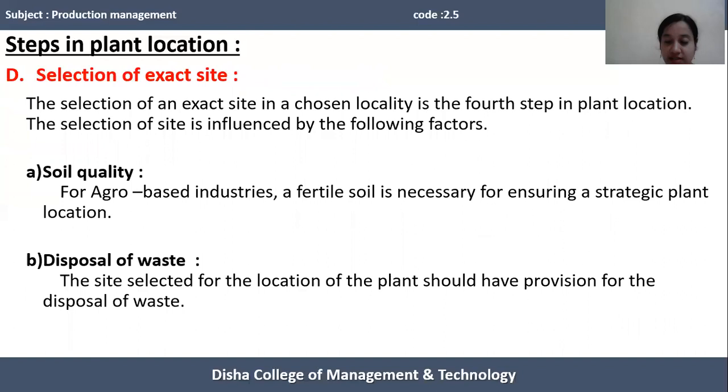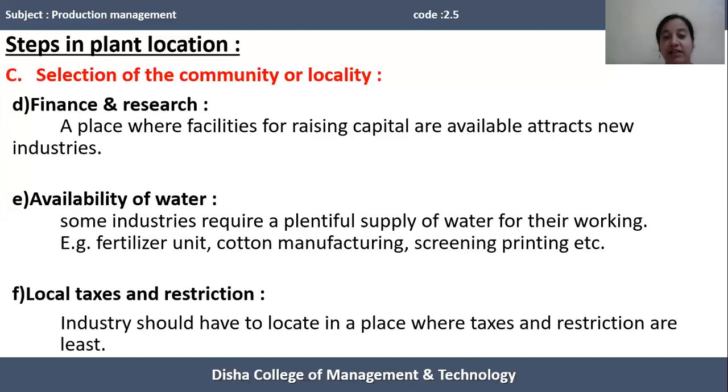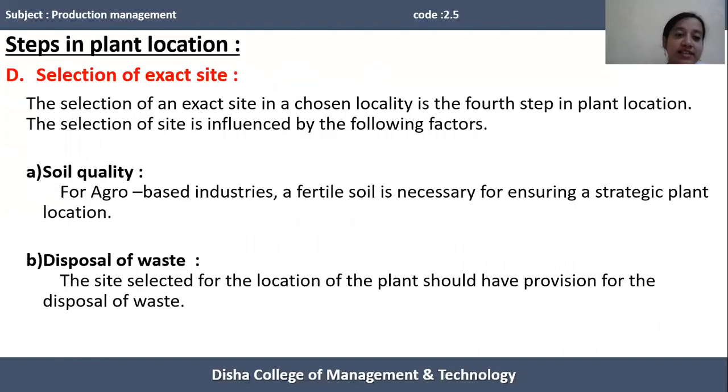If the industrialists consider these factors for identifying a locality in a particular region, then they are able to identify a good location for their plant. So in the third step, the industrialist is able to identify a particular local area for installing his plant. The next logical step involved in plant location selection is selection of the exact site. The fourth step is selection of the exact site.